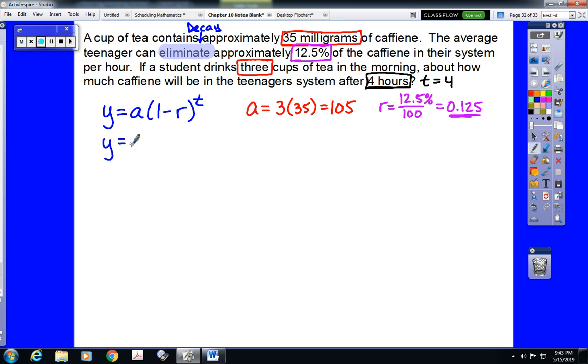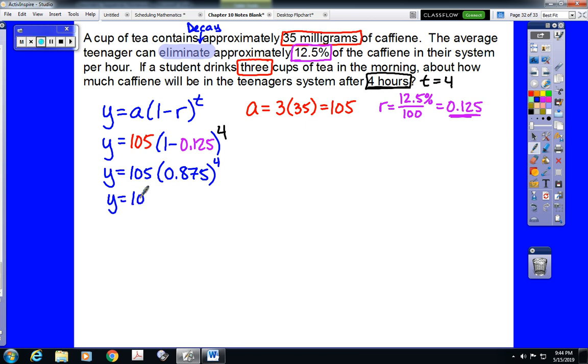Y equals 105 times the quantity 1 minus 0.125 to the 4th power. So again, in theory, you could type that directly into your calculator, but these are your notes. So at least on this first example, I'm going to show the full work. So the first step would be to subtract inside the parentheses 1 minus 0.125. That would be 0.875. We are then going to take that decimal to the 4th power.